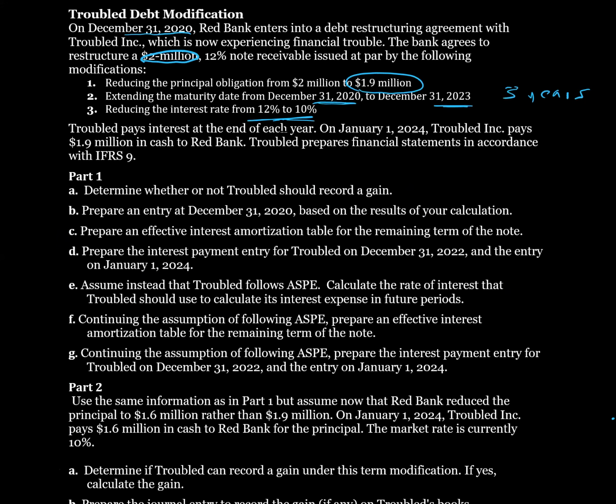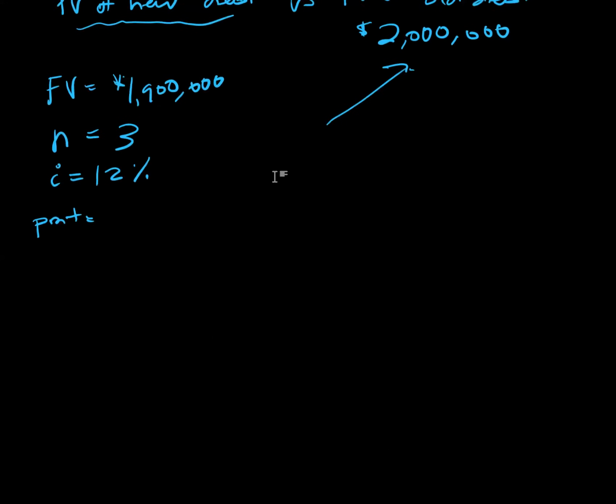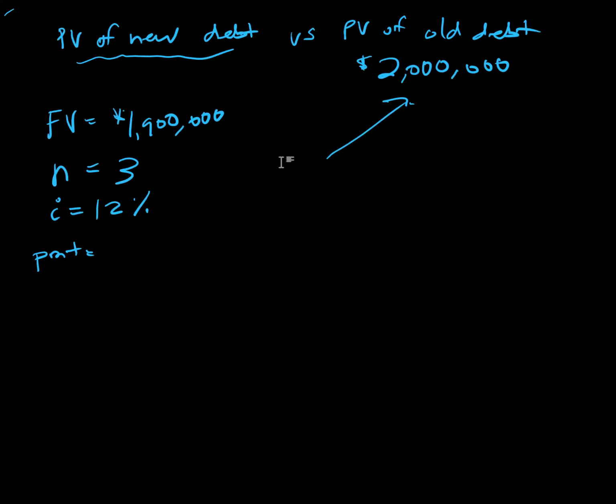So even though we're using 12% as our I, our payment is still going to be the 1.9 million times 10%, because that's what the lender is going to expect in cash. So even though our I is 12, our payment is still calculated with the actual interest rate on the debt. It's face value times the stated rate. So this is going to give us a payment of 190,000 each year.